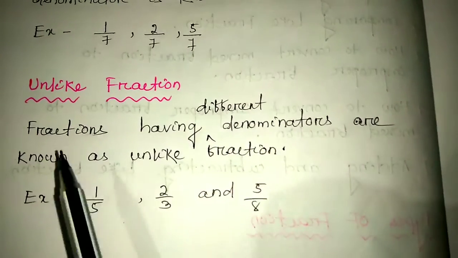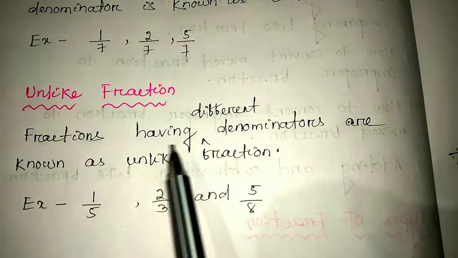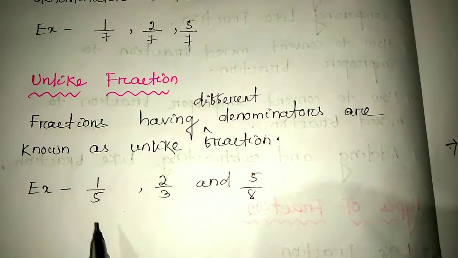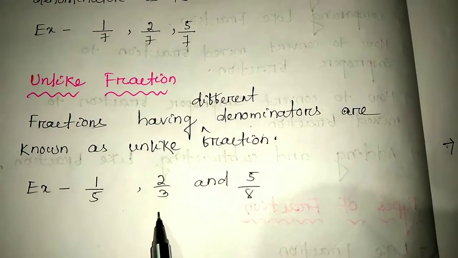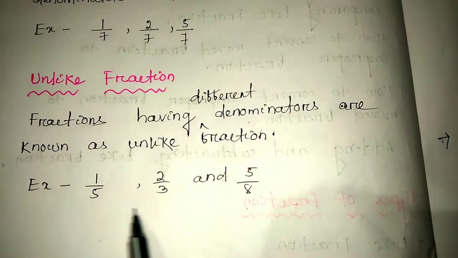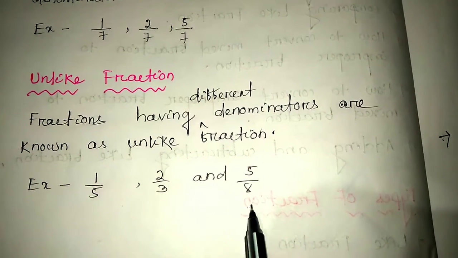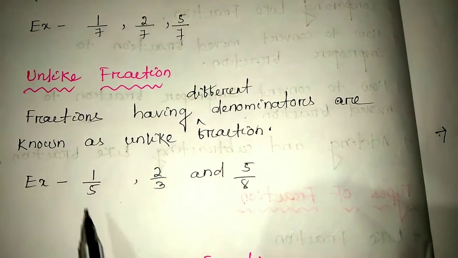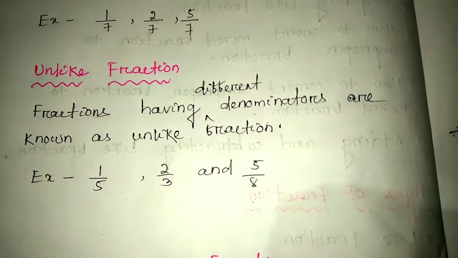Now we will see what is unlike fraction. Fractions having different denominators are known as unlike fraction. Example, 1 by 5, 2 by 3 and 5 by 8. These given fractions having different denominators 5, 3 and 8 and also different numerators. These types of fraction is known as unlike fraction.